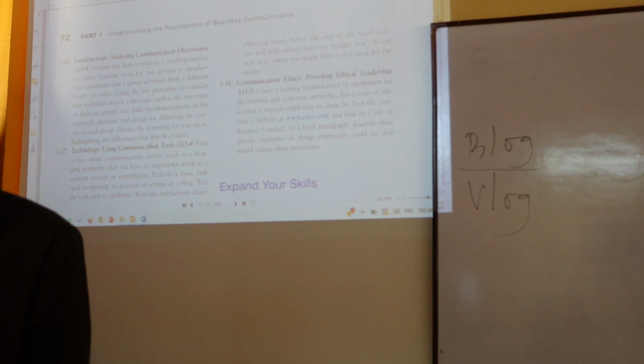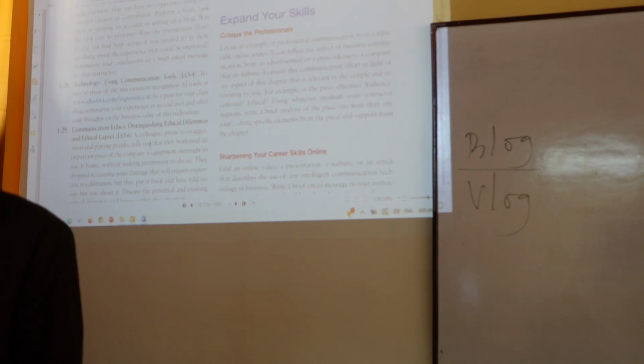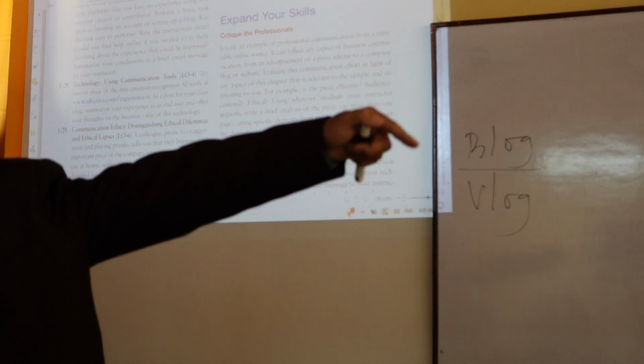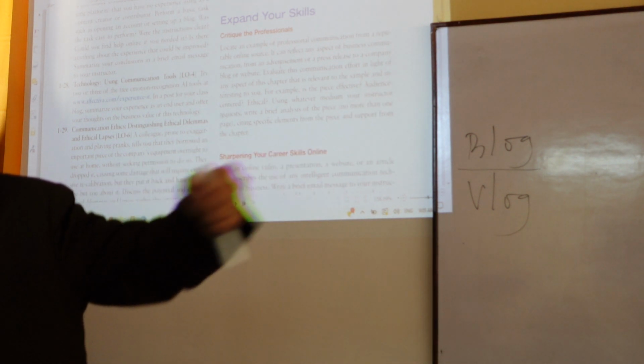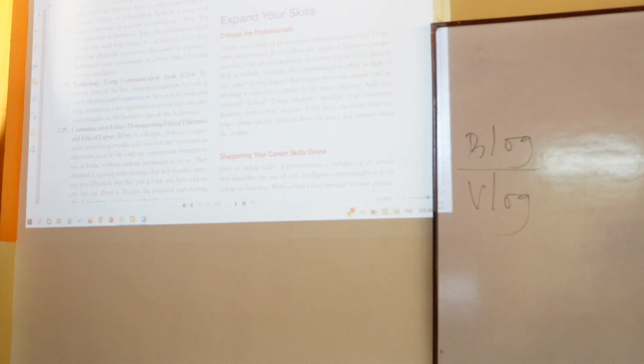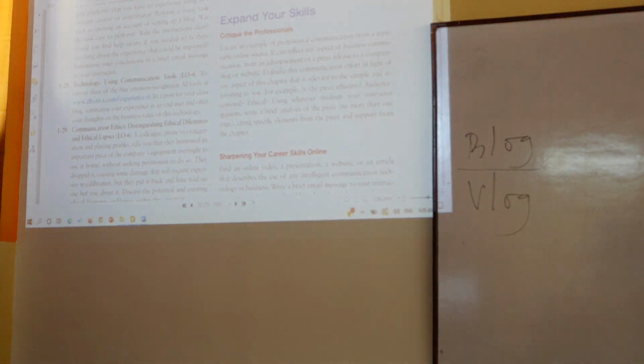Look what is there in the lesson. Expand your skills. Locate an example of professional communication from a reputable online source. Go to reception downwards at LSM. Take a copy, pen, and ask her, ma'am, what's your name? Write the name. Ma'am, what's your designation? Write designation. Ma'am, what time you come here? Time. What time you leave?